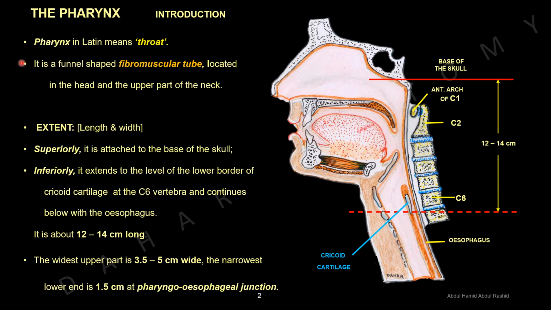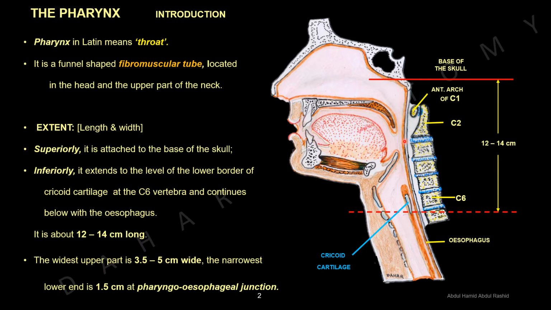Now let's talk about the pharynx. The pharynx is a funnel-shaped fibromuscular tube, made up of fibrous and muscular tissue, located in the head and upper part of the neck. The extent, the length and width. Superiorly, the pharynx is attached to the base of the skull.